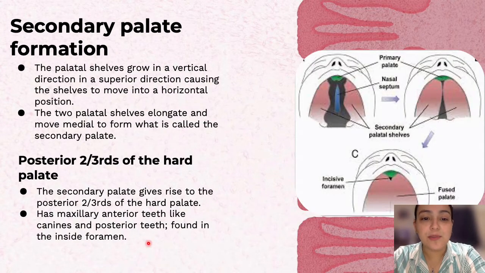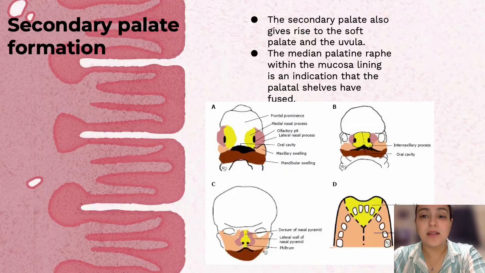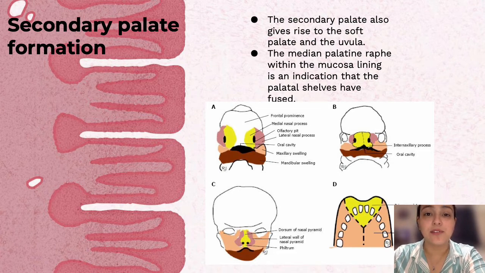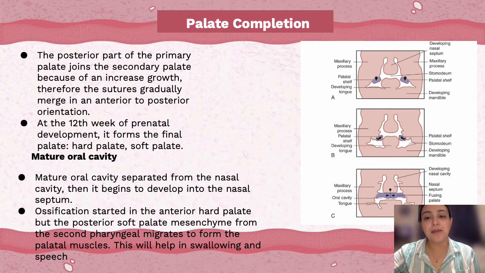As the palate shelves begin to grow, elongate, and move medially, they're going to form the secondary palate. The secondary palate will give rise to the posterior 2/3 of the hard palate, where the maxillary canines and molars can be found. The secondary palate will give rise to the soft palate and the uvula. Now the median palatine raphe will become well defined, which is going to be a good indication that the palatal shelves have now fused. The posterior part of the primary palate meets the secondary palate, and they fuse to form the hard and soft palate. The oral cavity separates from the nasal cavity and starts to develop into the nasal septum.